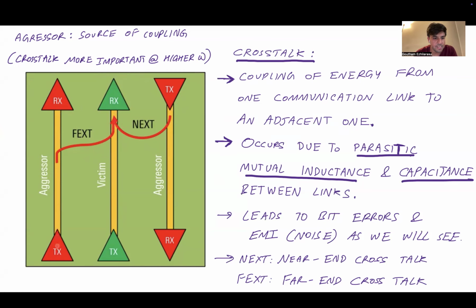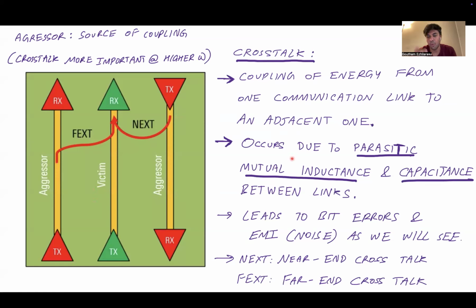What can happen is, imagine the signal is sent from the transmitter on this aggressor. Because of the parasitic capacitance between the links, as well as the parasitic inductance between the links, some amount of the signal essentially couples from this link onto the victim link. Similarly, you can also have signals coupling from this link onto the victim link. This effect of signals coupling from one link to the other, because of these parasitic capacitances and inductances between the links, is often called crosstalk.